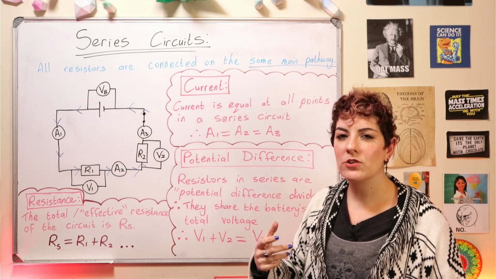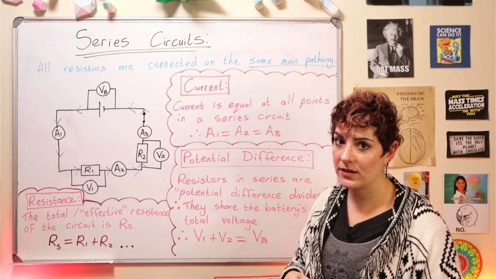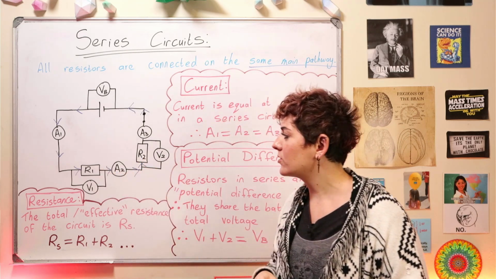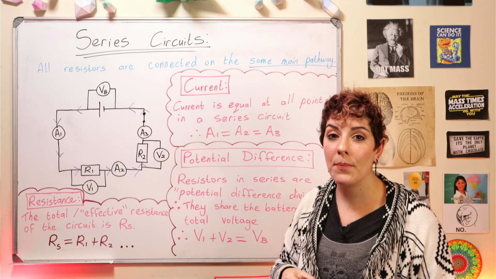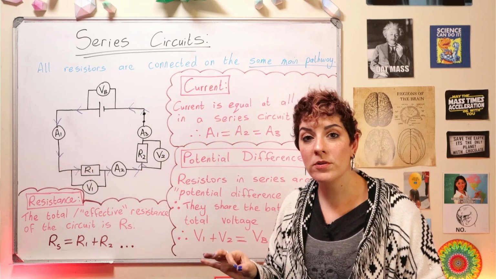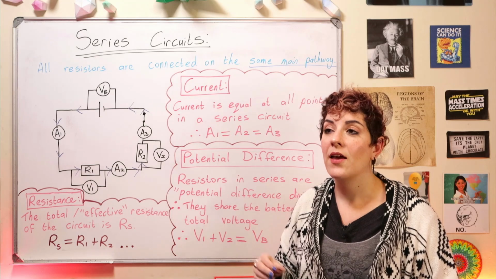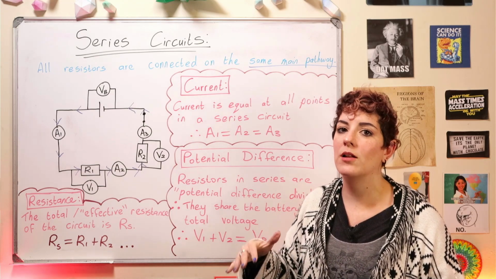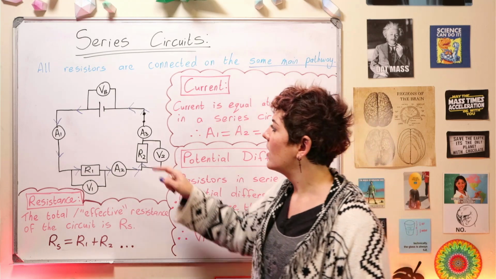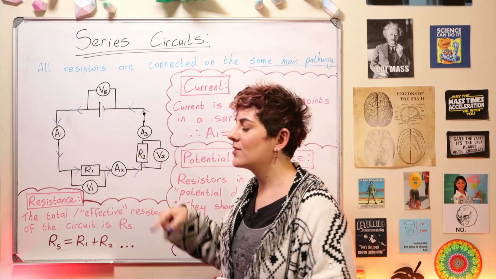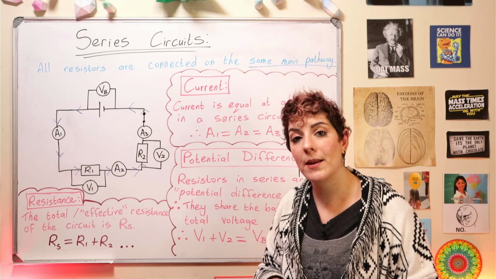Now, how do I know that this is a series circuit? Because my two resistors R1 and R2 are on the same pathway, which is also the main pathway. And importantly, for a series circuit, the main pathway does not split into any parallel branches. Again, ignore any branch or pathway with a voltmeter on it, since virtually no current will flow in that pathway anyway.